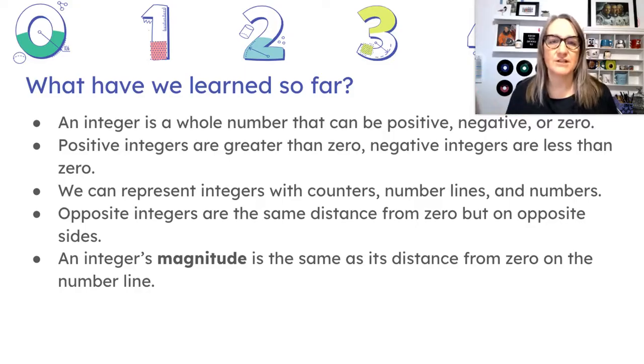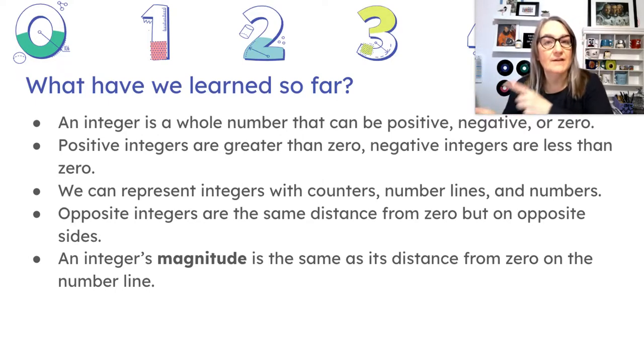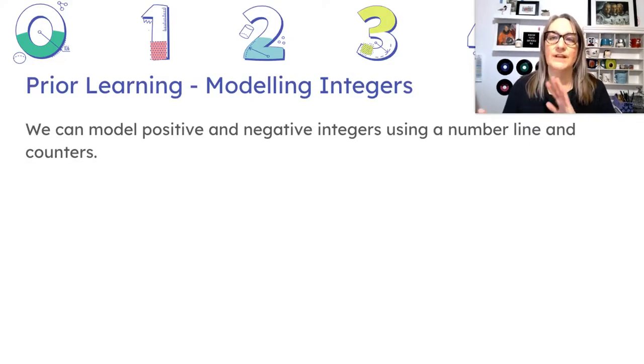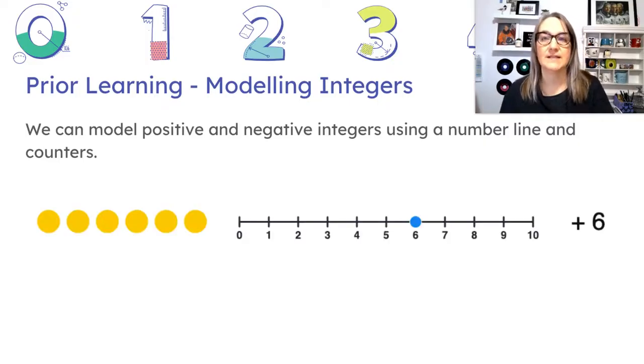Even though it's a negative integer, the magnitude is just the number of units away from zero on the number line. So negative 5 is negative because we move left on the number line, but we're still counting the number of units, and we count 5. So it has a magnitude of 5 as well. So opposite integers have the exact same magnitude, and we also use the term absolute value to refer to that same concept. We also learned that we can model integers using a number line and counters, like this.